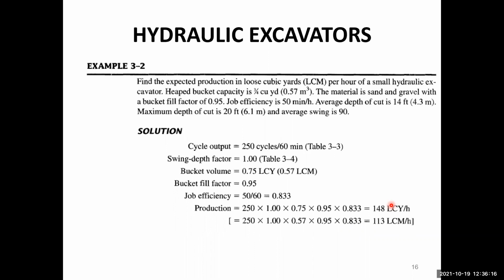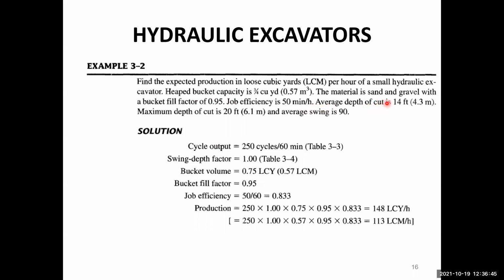Okay, CSVBE. Find the expected production in loose cubic yards or meters per hour for a small hydraulic excavator. A heaped bucket capacity is 3/4 of a cubic yard or 0.57 cubic meter. The material is sand and gravel with a bucket fill factor of 0.95. The job efficiency is 50 minutes per hour.